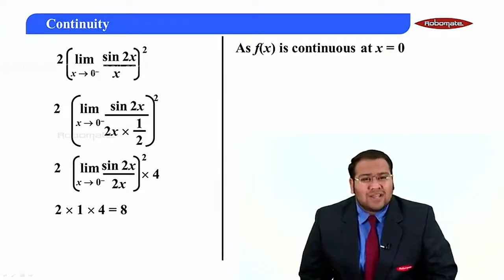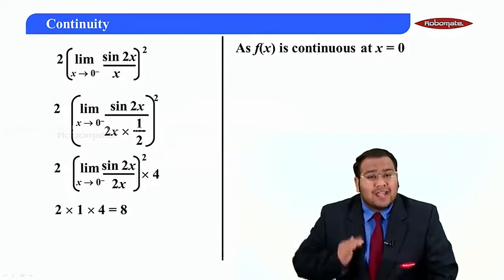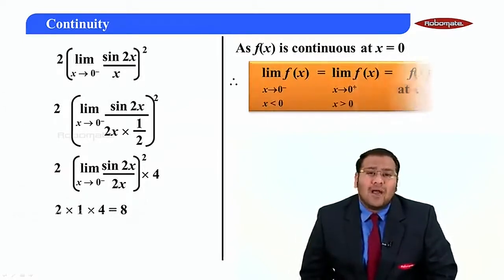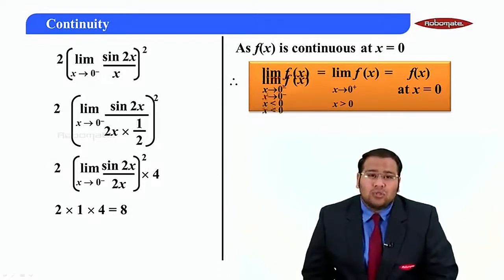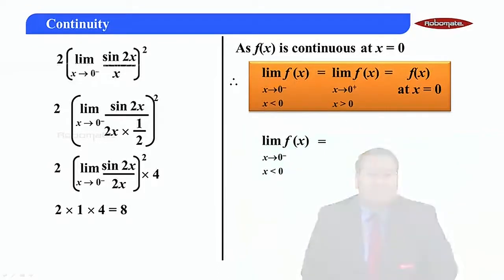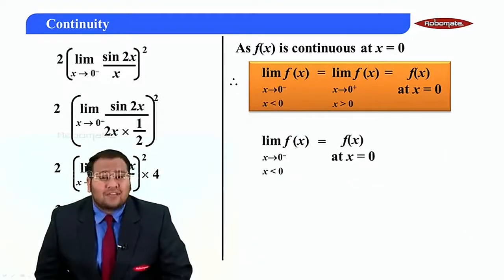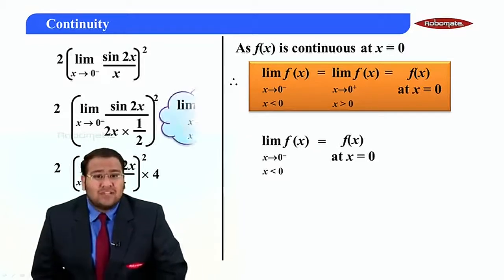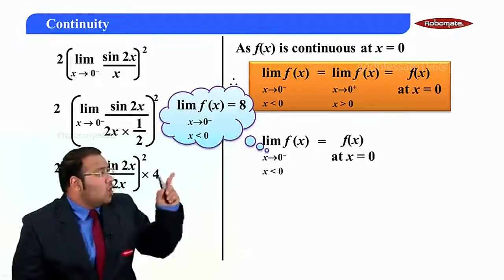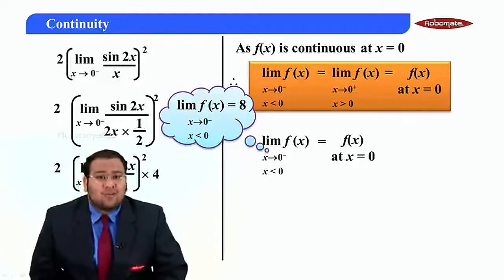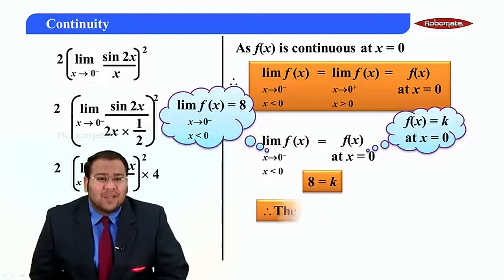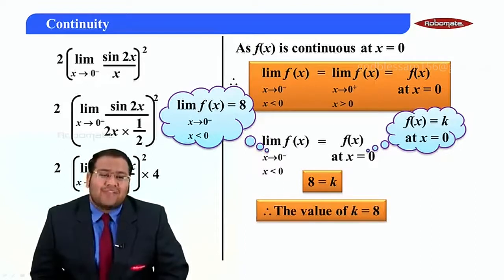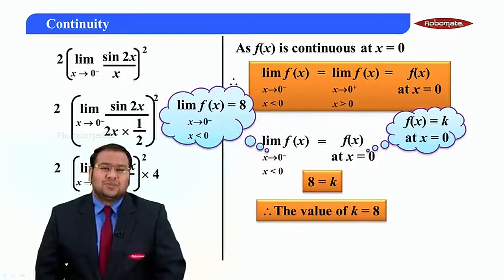You remember that f of x is already continuous at x equal to 0. Hence, the equation is already satisfied. You know that the limit f of x as x tends towards 0 minus is equal to f of x at x equal to 0. We have just now found out the value of this limit as 8, and the required value was k. So hence I can say that the value of k is given by 8.